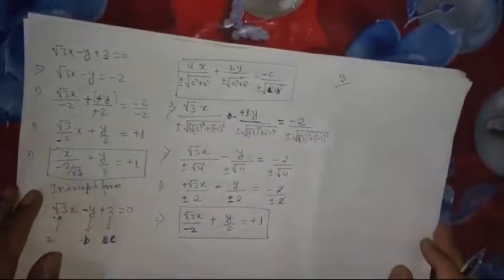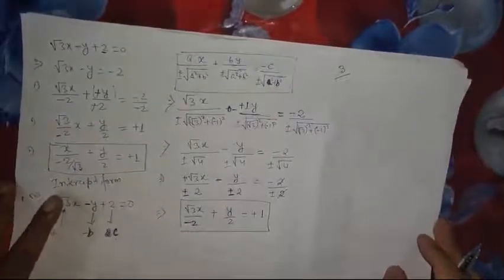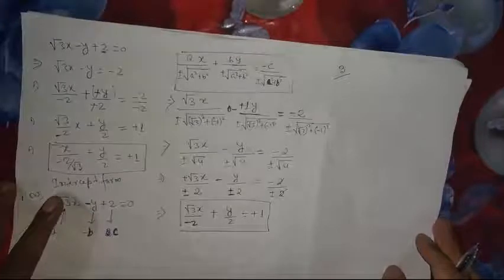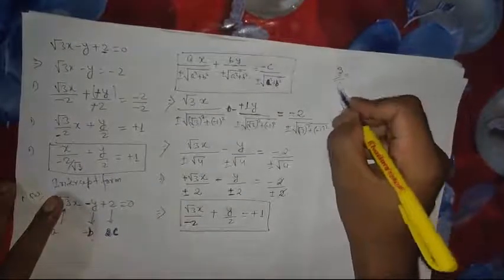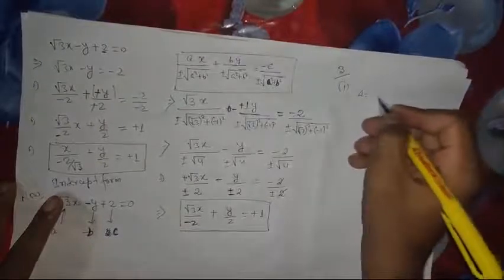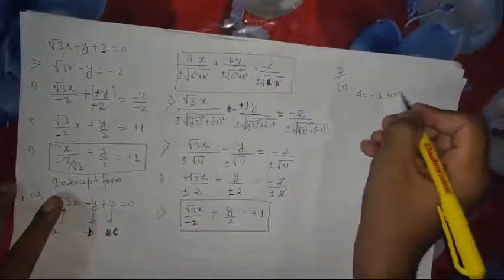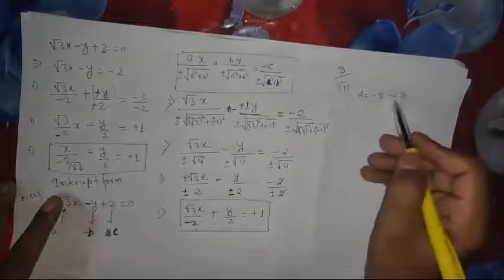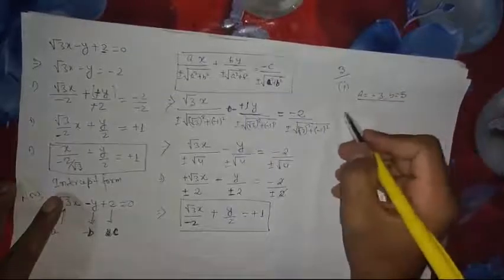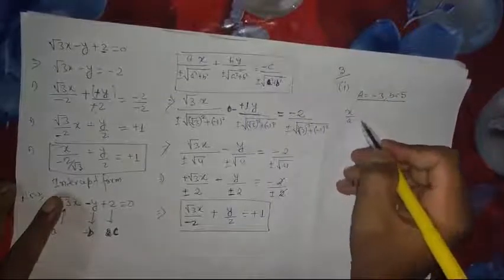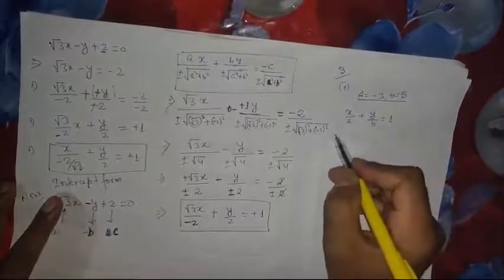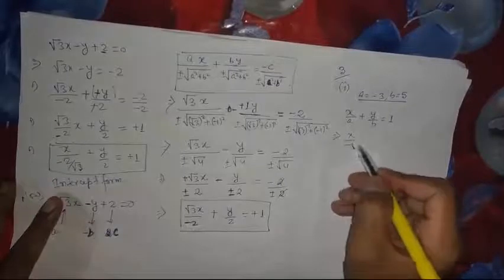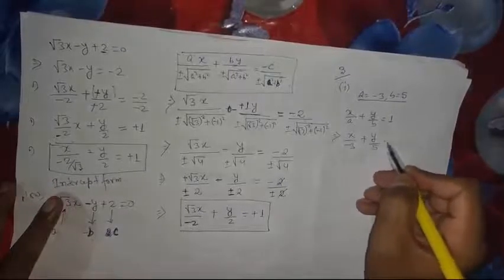In question number 3, see what they have asked: find the equation of a line in each case. So first case, a is equal to minus 3, b is equal to 5. You know where a and b are given, everyone knows, this is the intercept form. So intercept form is x by a plus y by b is equal to 1. Just put the values like something like this, x by minus 3 plus y by 5 is equal to 1.